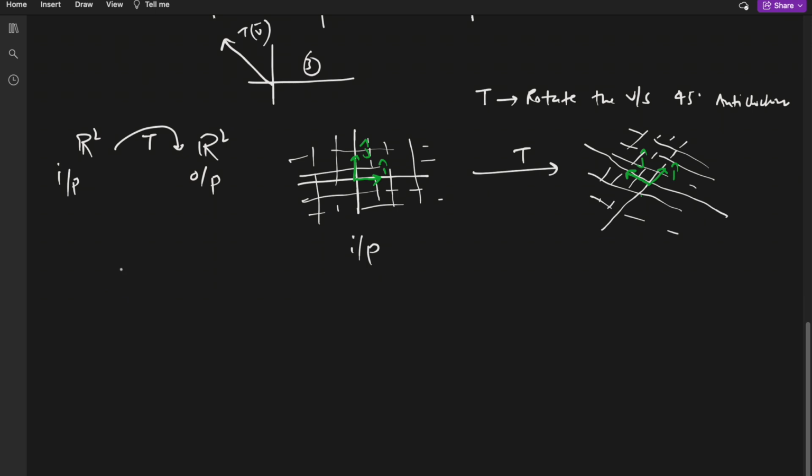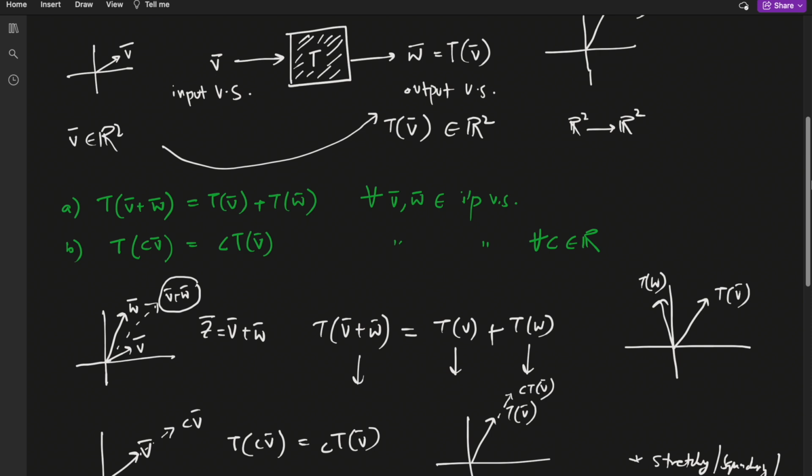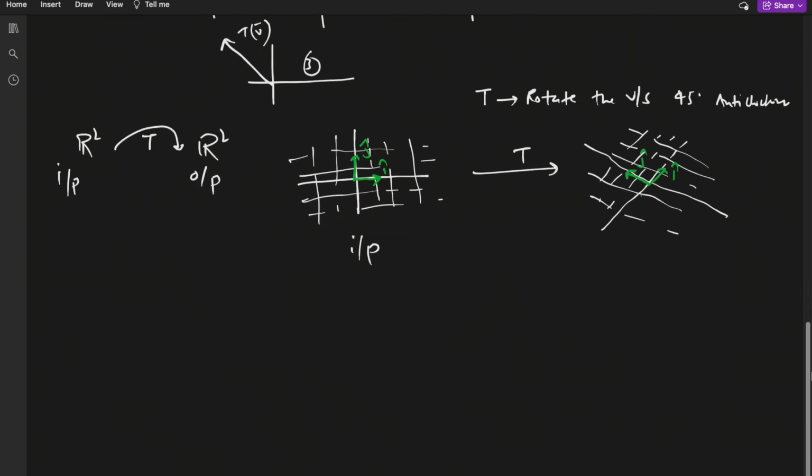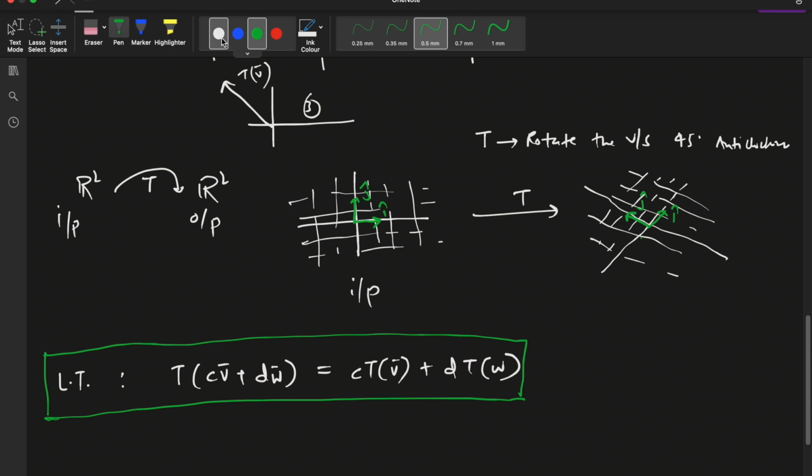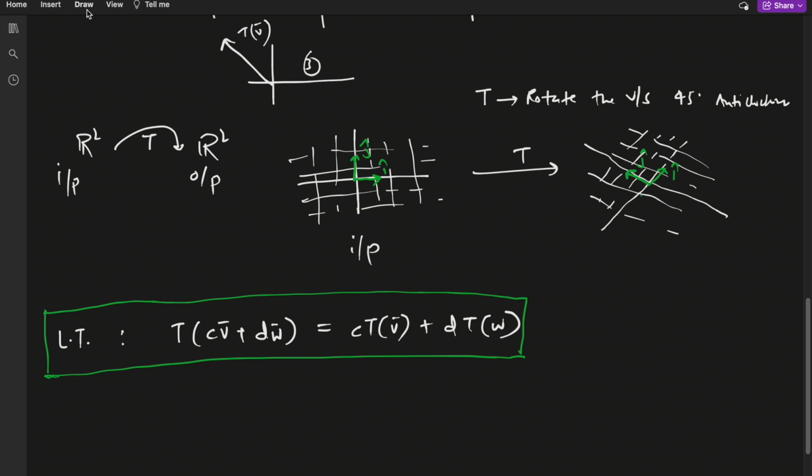Okay, so if you see these two properties, we can combine them to get a single property for linear transformation as well, which is: the linear transformation T of a linear combination of two vectors v and w should be equal to this. So this is linear transformation in one equation. This is nothing but the combined form of the above two equations, vector addition and scalar multiplication. Either you can mention them individually or you can have a combined equation. So this is linear transformation.